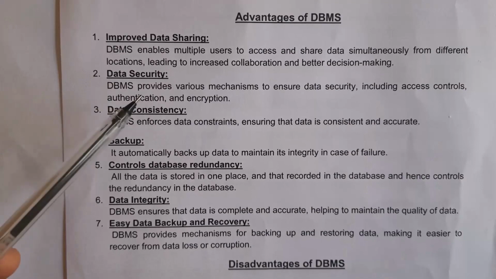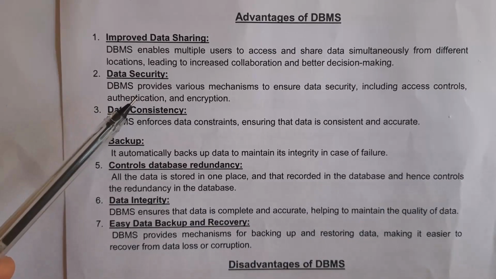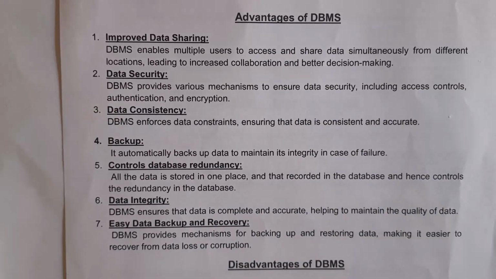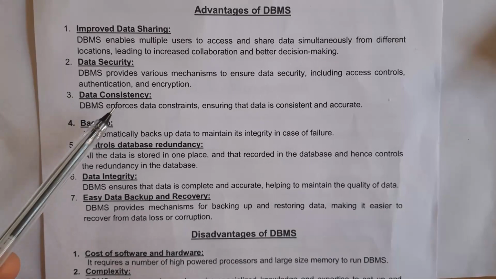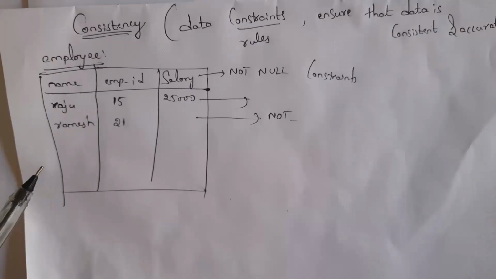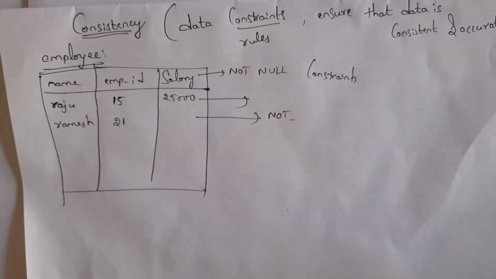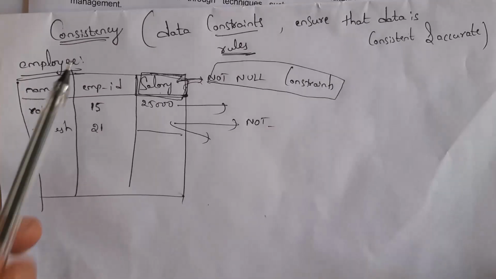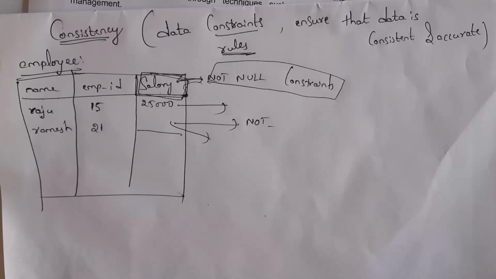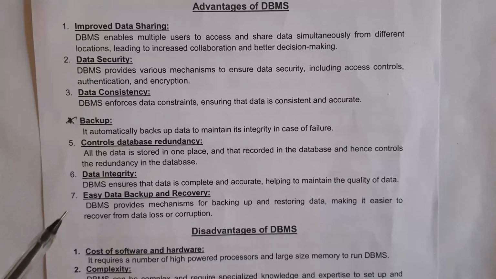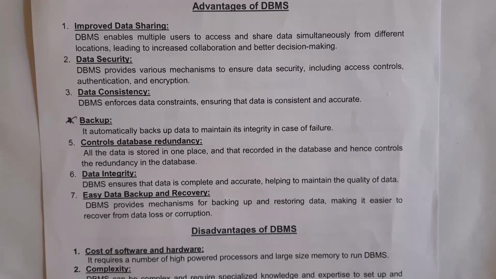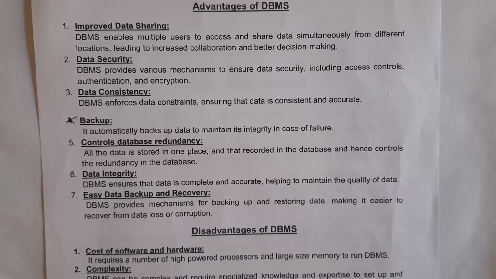Next advantage is data security. I already said before, data security is nothing but we can keep a password over the DBMS. Third advantage is data consistency. Consistency means correctness. In a database management system, we can apply data constraints. Constraints are nothing but rules. These constraints ensure that data is consistent and accurate. So data consistency, that is correctness of data, can be achieved by using data constraints in DBMS. Fourth advantage is backup. A database management system contains automatic backup. So even if any failure occurs, we can easily recover data.